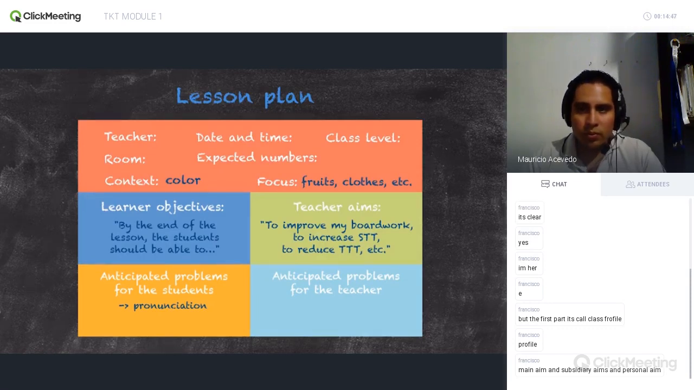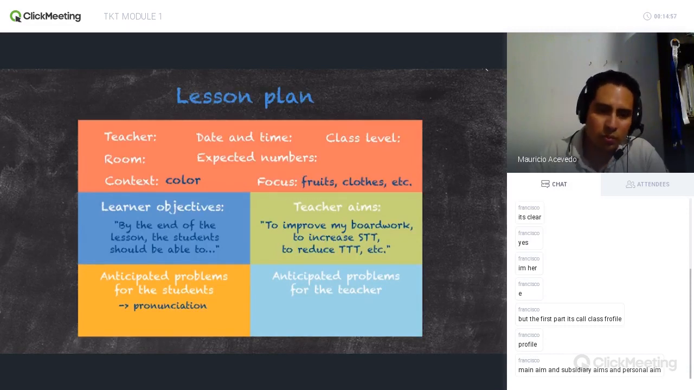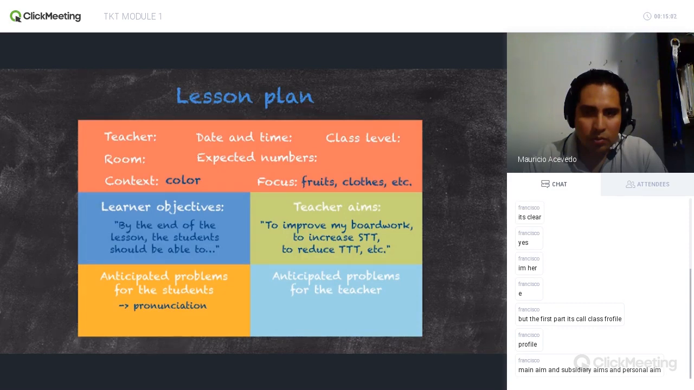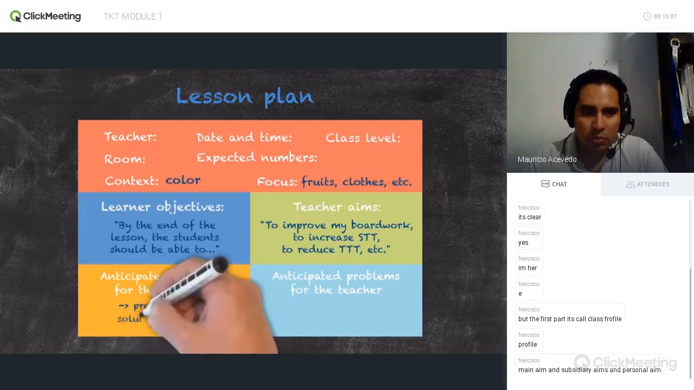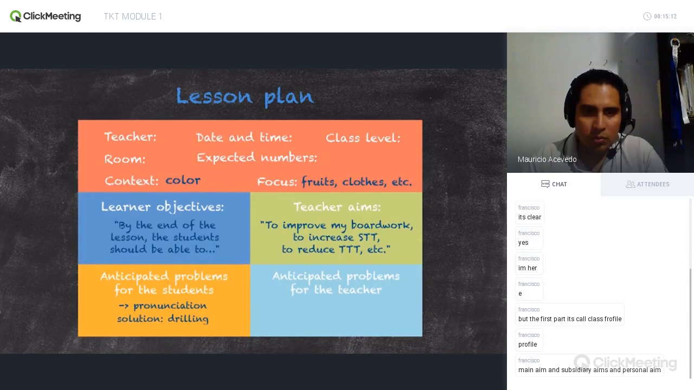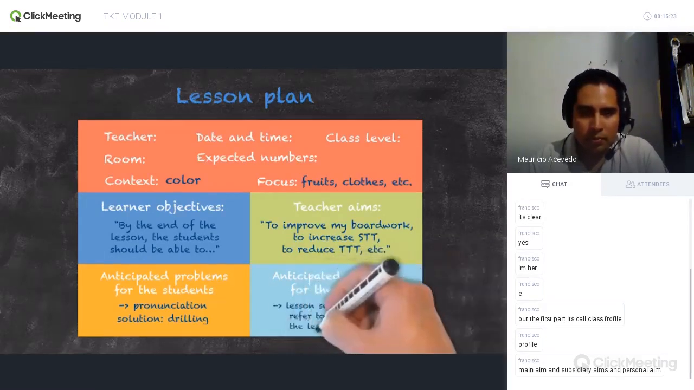Now, because this is part of the planning process, if we've anticipated problems, then it's fairly reasonable to assume that we thought about what we can do if those problems do occur. So one of the examples we had here was that we were anticipating problems with their pronunciation. So a solution to that problem would be to do some form of drilling to help them with the pronunciation problem. One of the anticipated problems with the teacher was that we wanted to make sure that the lesson flows smoothly, and so we need to refer to our plan throughout the lesson.